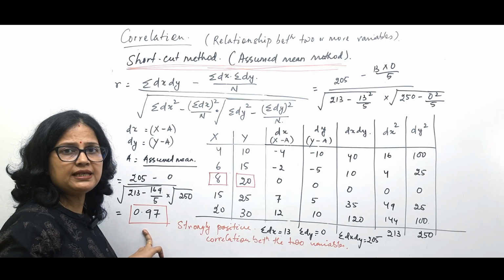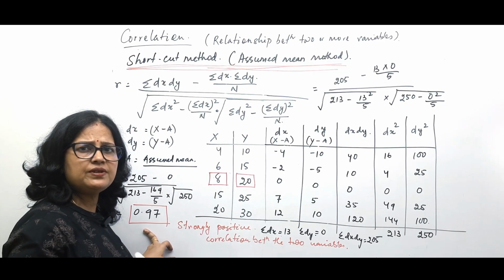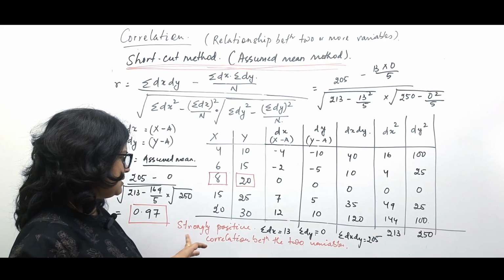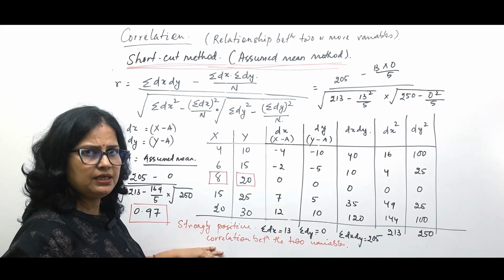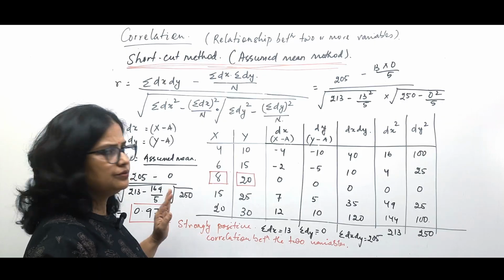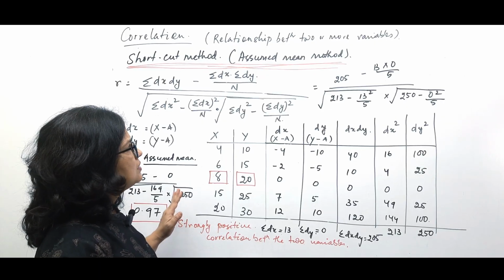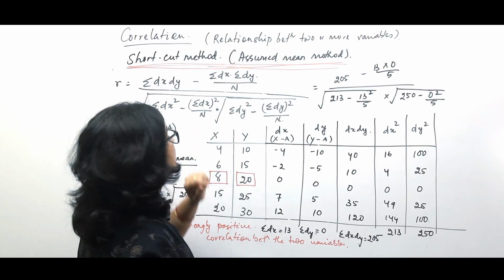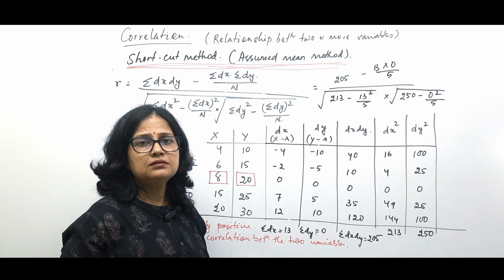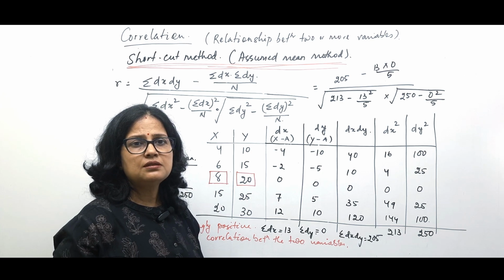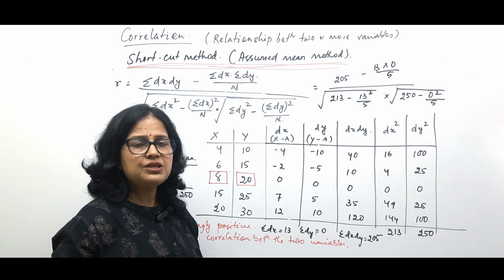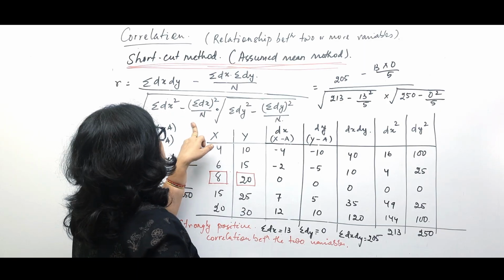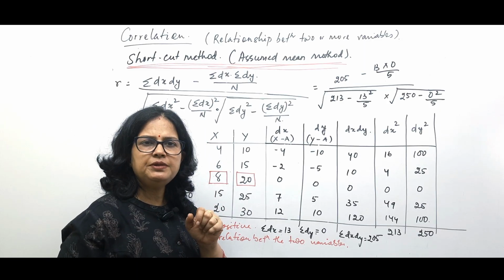This is 0.97, and 7 is very close to 1, and if it is a positive value, you can say it is strongly positive correlated between these two variables. So this is how we calculate Karl Pearson's correlation by using the shortcut method or assumed mean method.